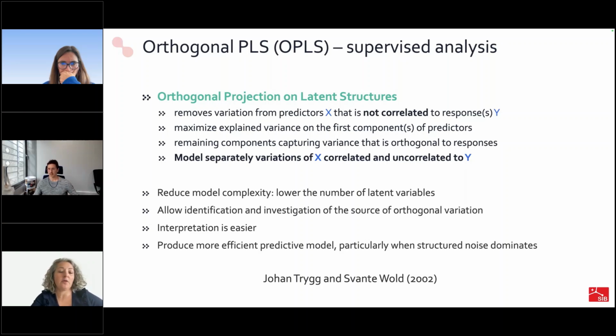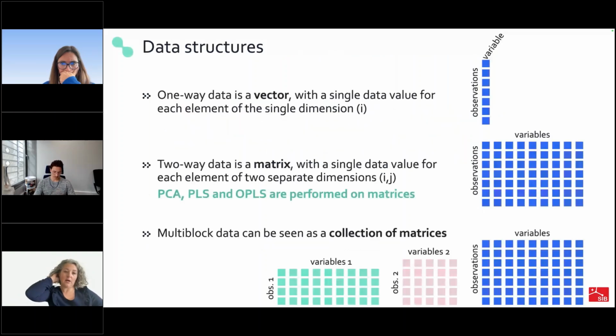All those methods are performed on matrices. So 2D matrices, you have one data table with observations and variables. In multi-block, we are working with a collection of matrices, meaning that you have different data tables with observations and variables.